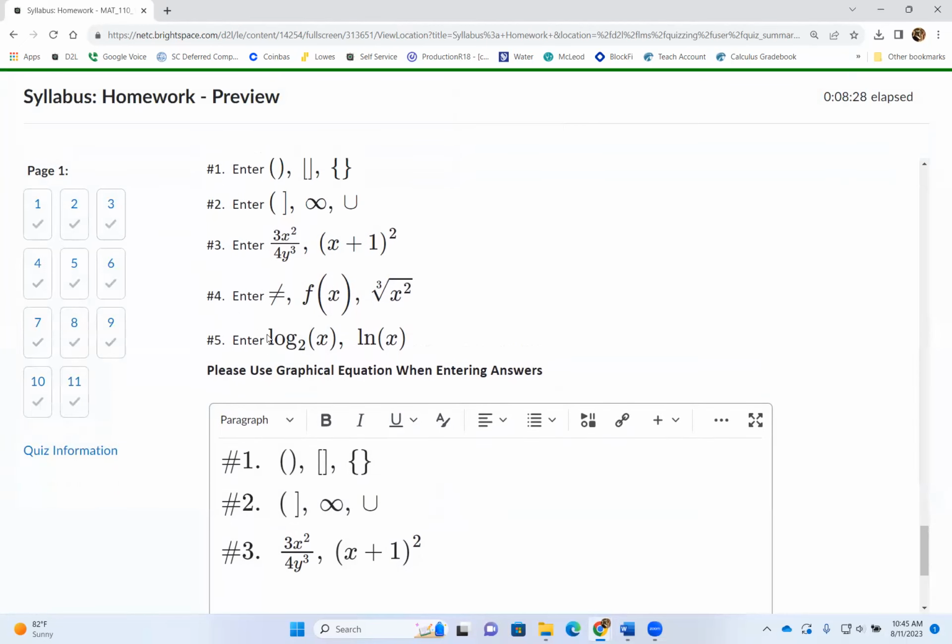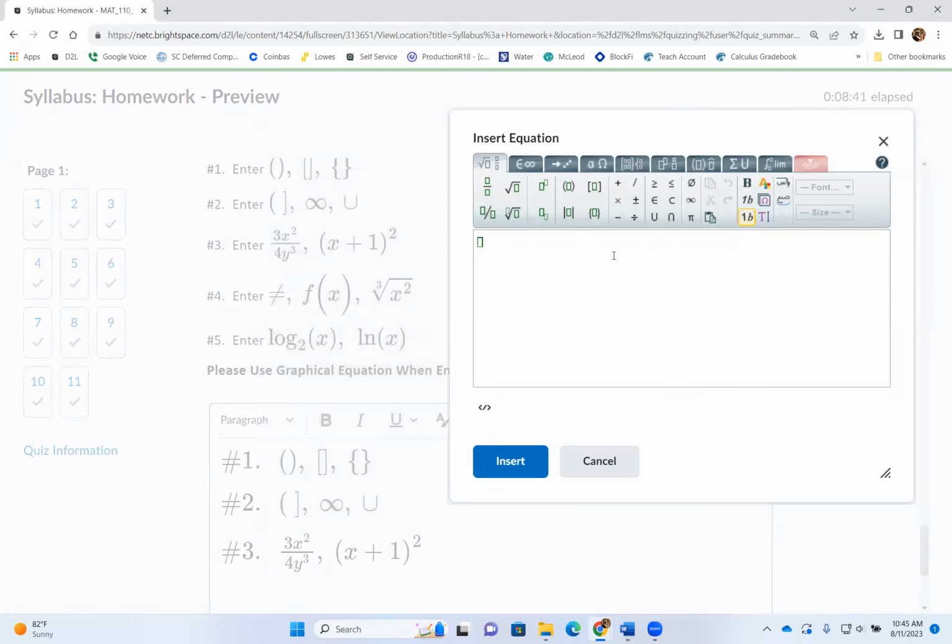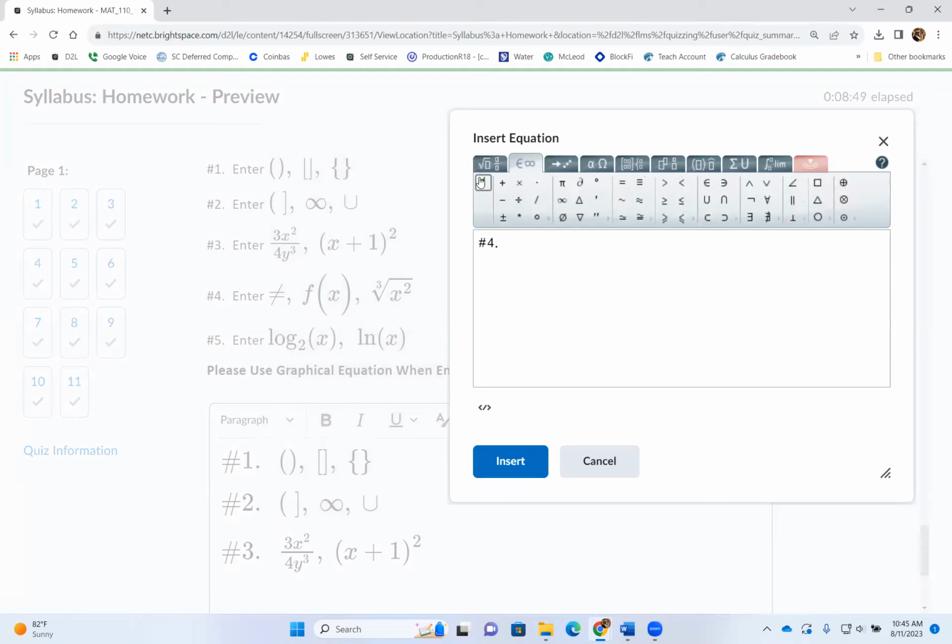All right, question number 4, excuse me, step number 4. It's a little bit tricky. A lot of students forget about this: not equal to. So let's go back to the graphical equation. Number 4, not equal to, is on the second tab at the top right hand corner, a box with a slash over it. Right now the cursor is inside the box, so I'm going to use my keyboard. The equal sign is right here too, to enter not equal to, comma, space.